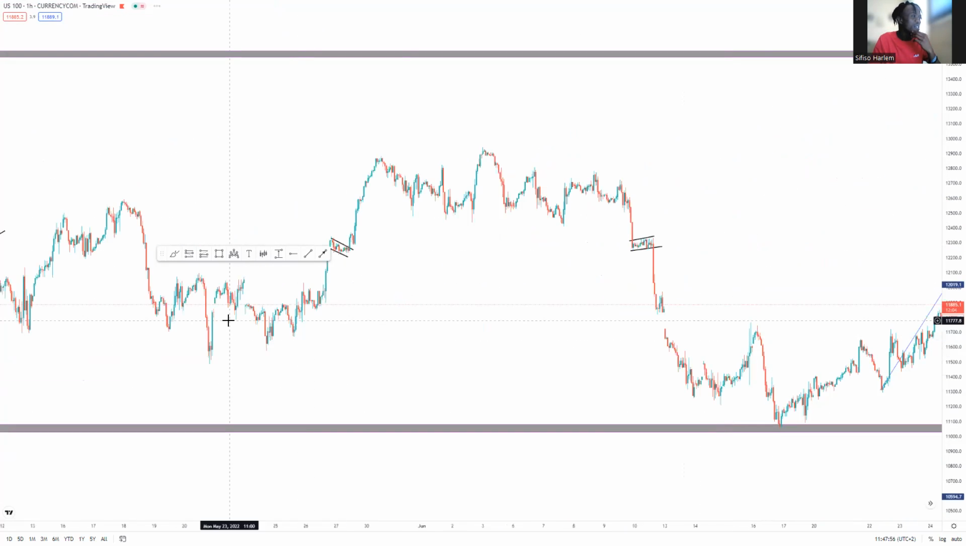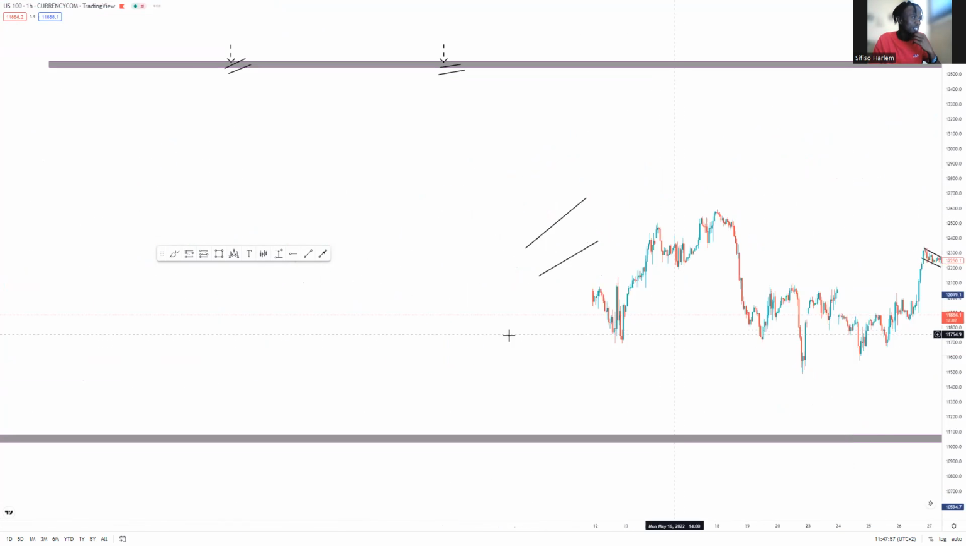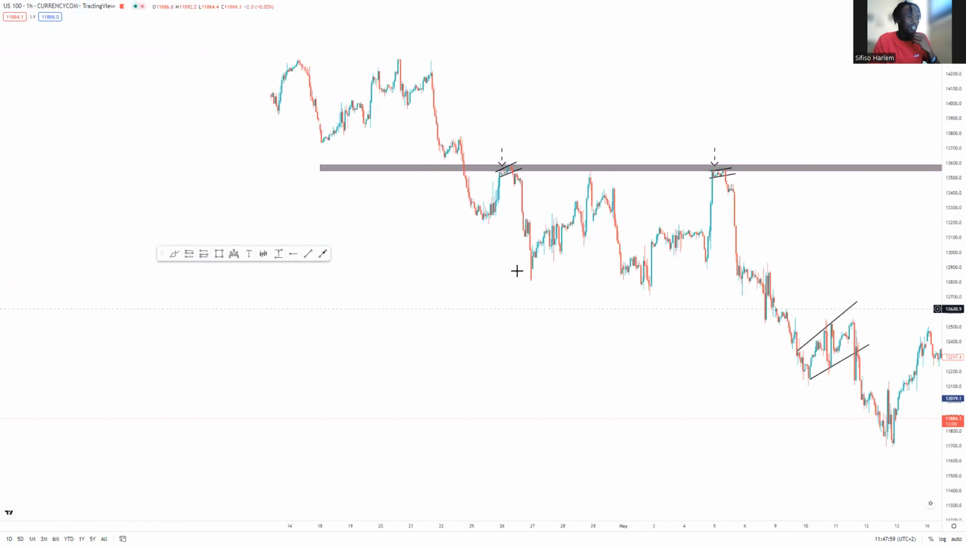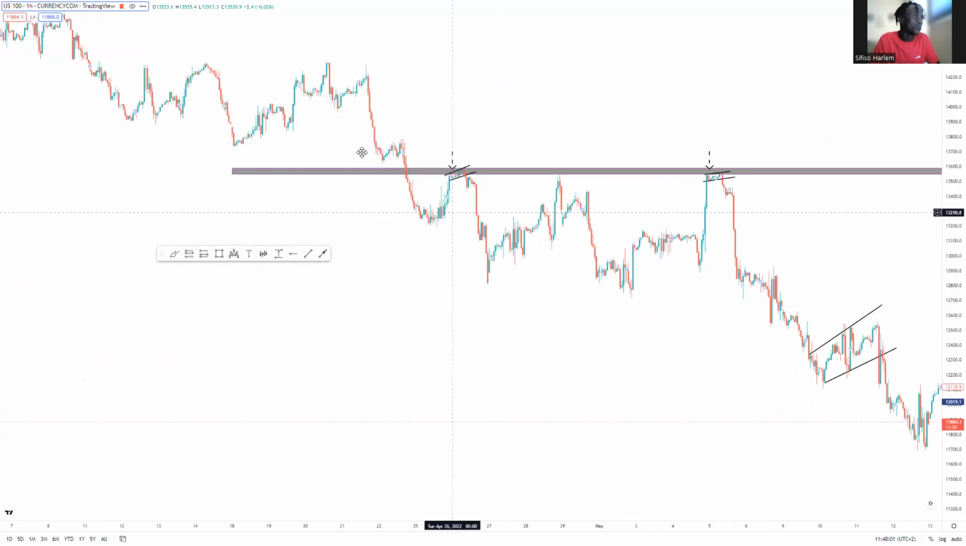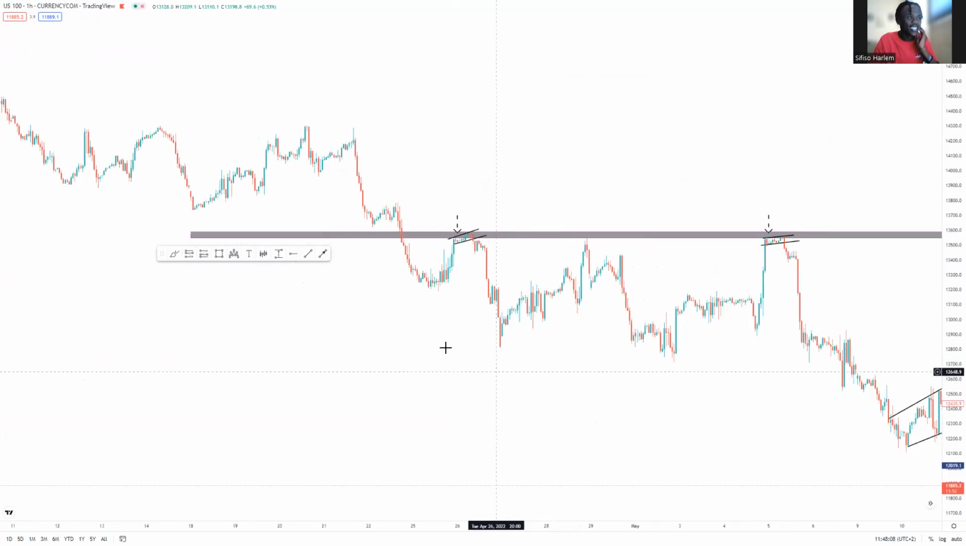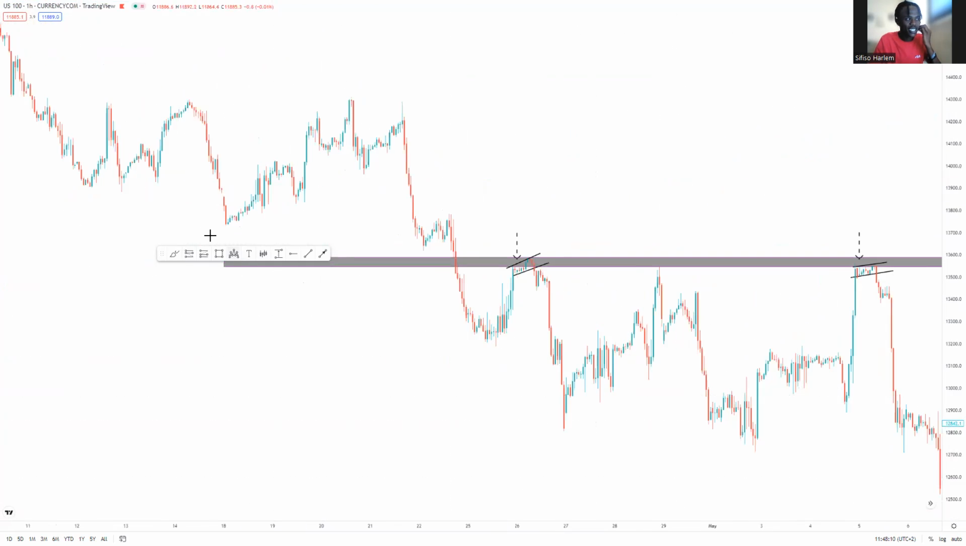I don't know where to start. Okay, let's start here. Current price. We can tell the NAS was in a downtrend. The NAS was moving in a downtrend until we had this correction and a push to the upside until we had something called a rising wedge.